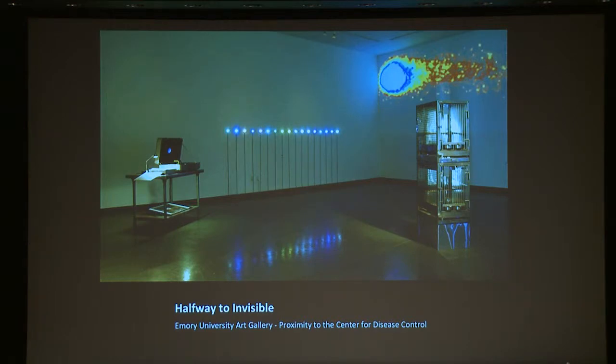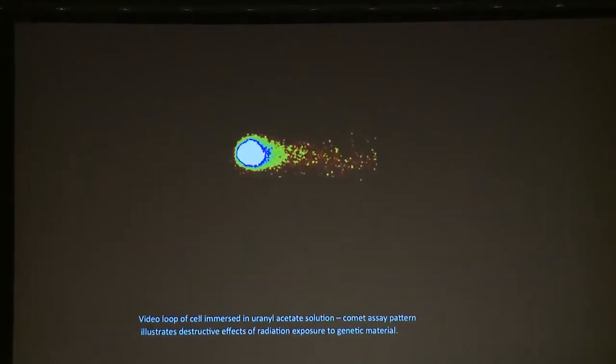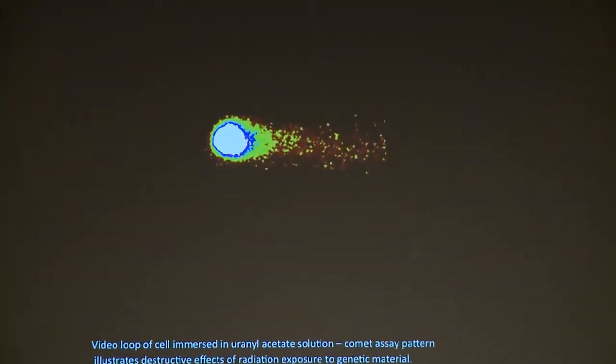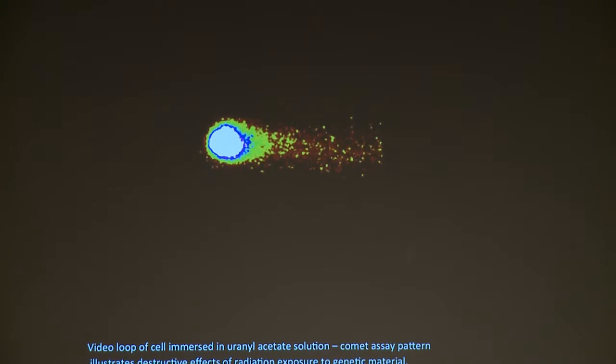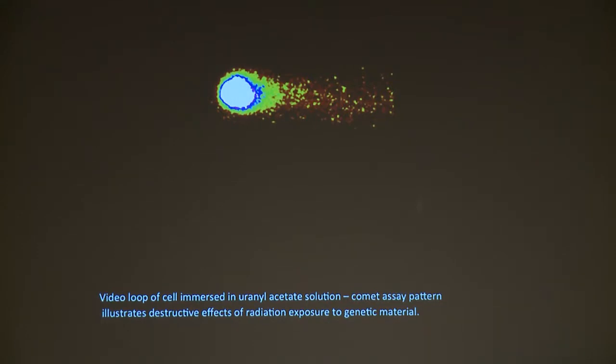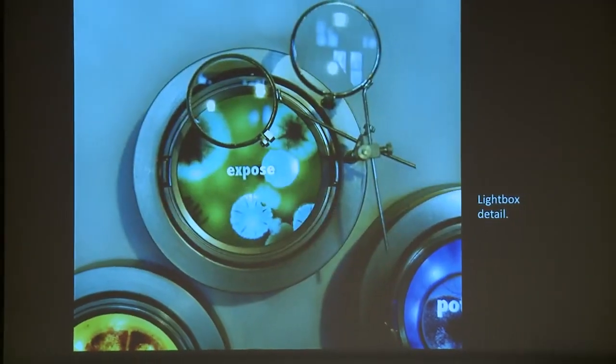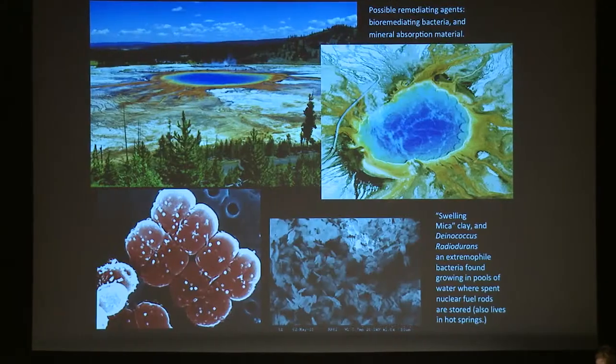So working again with this theme, I had an opportunity to work with Emory University, and I was captivated by the proximity to the Center for Disease Control and wanted to grab them as my audience. So I made this work called Halfway to Invisible, about this invisible contamination. This was a kinetic sculpture. There was a big video installation, a close-up of a cell in uranyl acetate solution, so you're seeing the genetic material breaking off of that cell. And there were video sculptures, light boxes that told this story of this unseen contamination.